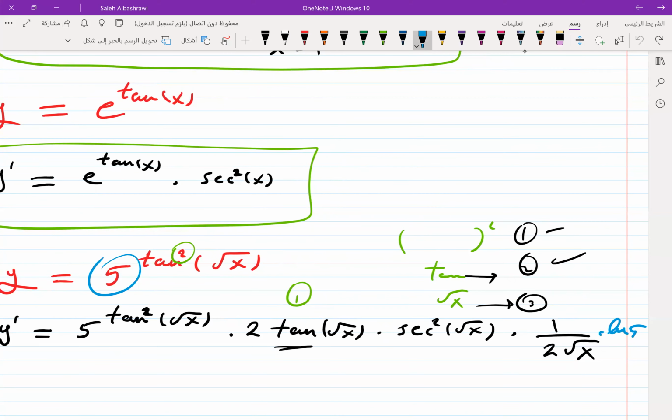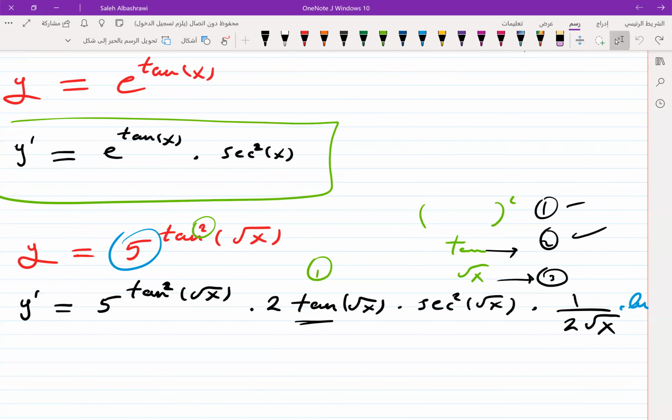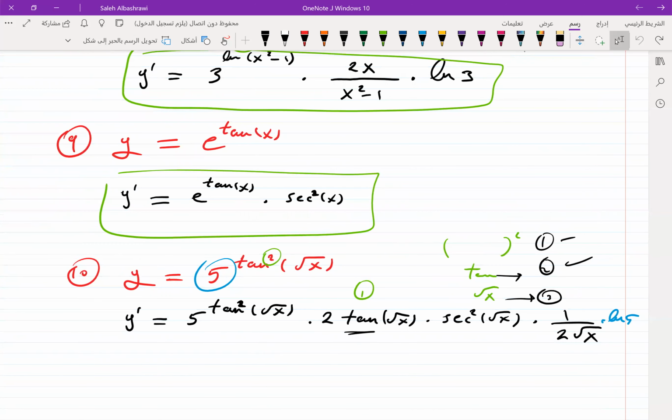So the base is not equal to e. So we have to write it. It is multiplied by ln of 5. So this is the derivative of the function now. Y prime equal to 5 to the power tangent square root of x multiplied by derivative of the power. We apply the chain rule. The power first, 2 tangent square root of x. Then we differentiate tangent. We got secant square. Then we differentiate the angle. We got 1 over 2 square root of x. And in the last step, we multiplied by ln of the base, which is ln of 5 in this case.